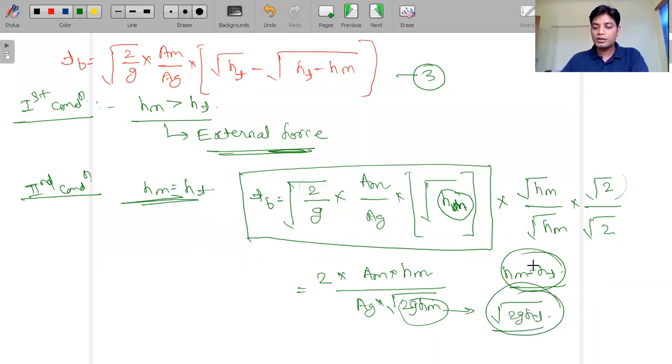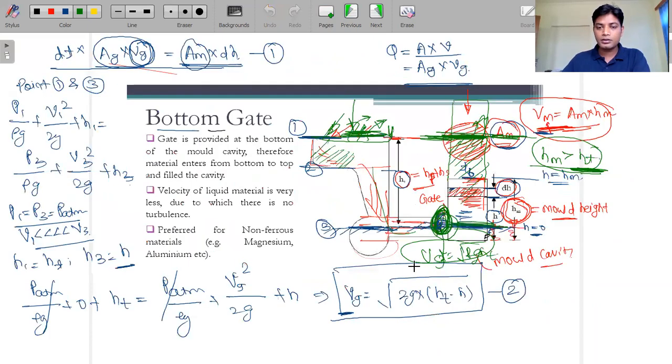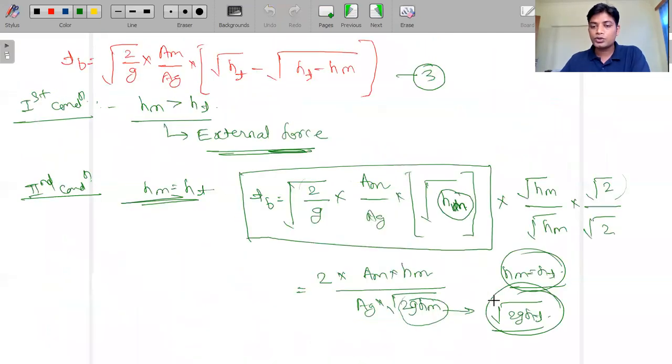So if you see this equation, you can consider it like 2g Ht. This is the total height, so this is the total velocity at this point from the gate, when there is no flow, when the molten material is not coming. At that time the velocity is root of 2g Ht. So this is the velocity of the gate. So it will become 2 into Am into Hm, and Am into Hm is the volume of the total mold cavity.